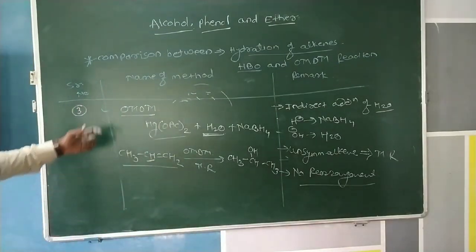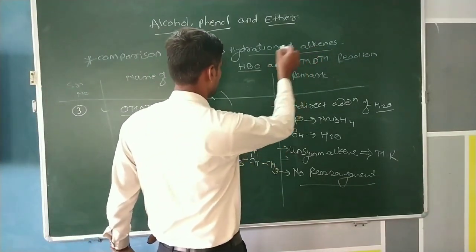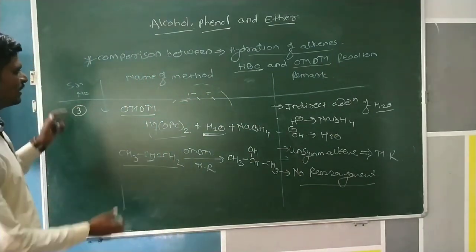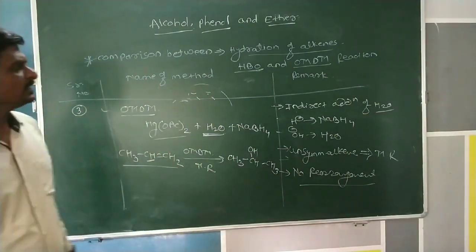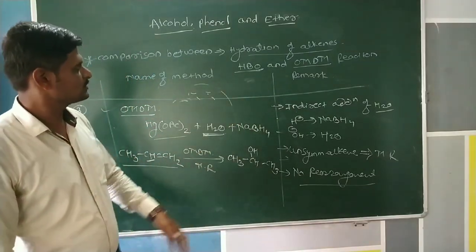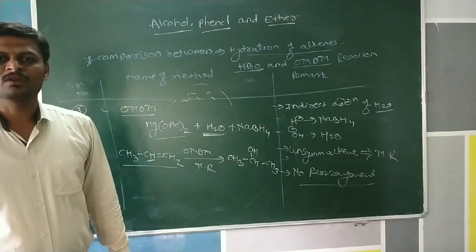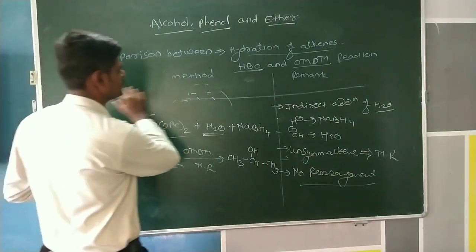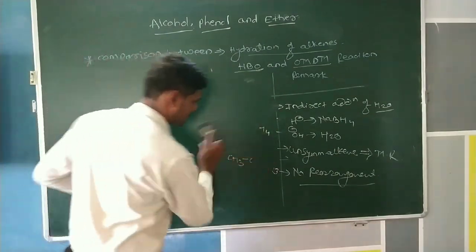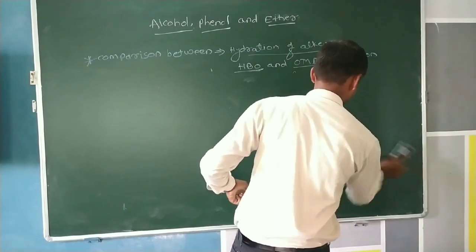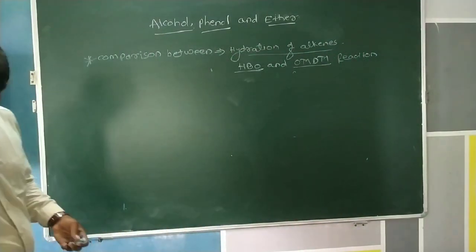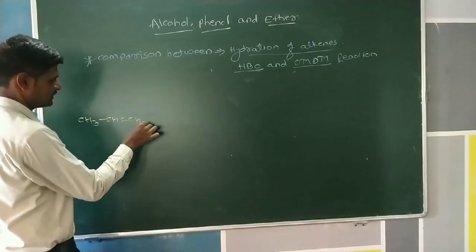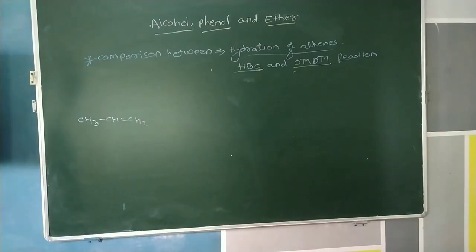Okay guys, this is a comparison between hydration of alkene, hydroboration, and oxymercuration-demercuration reaction. By using this table, we can easily solve some questions. Then some examples we can take here. Consider propene, CH3 CH double bond CH2. This is an unsymmetrical alkene.